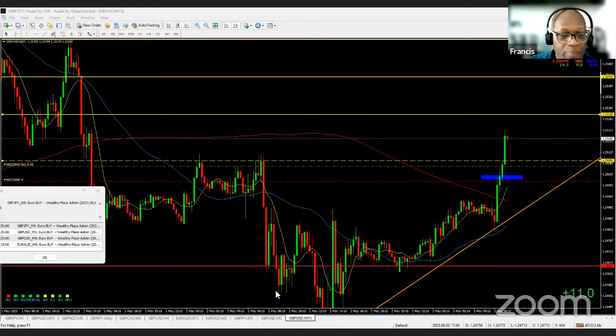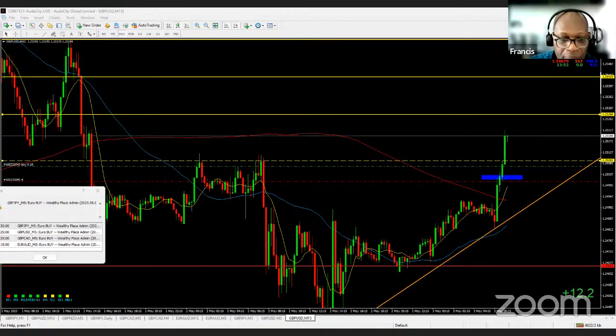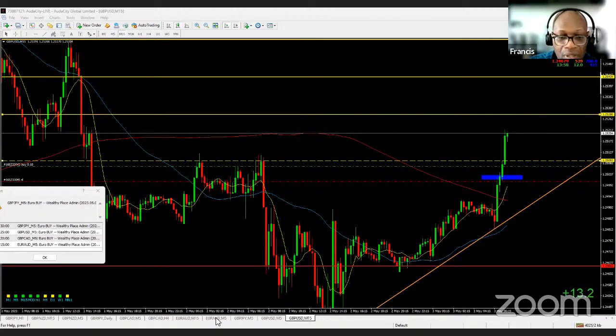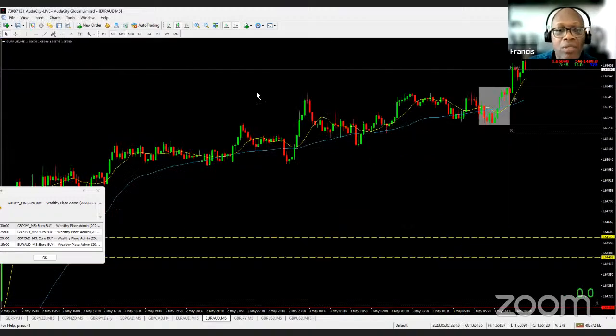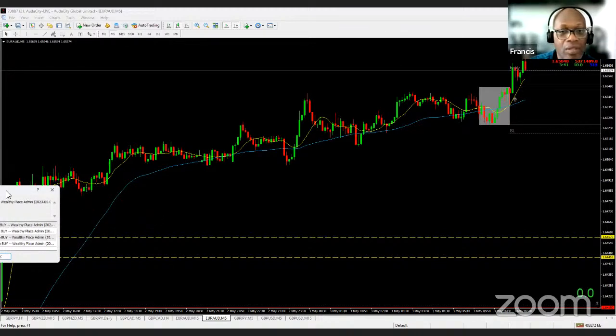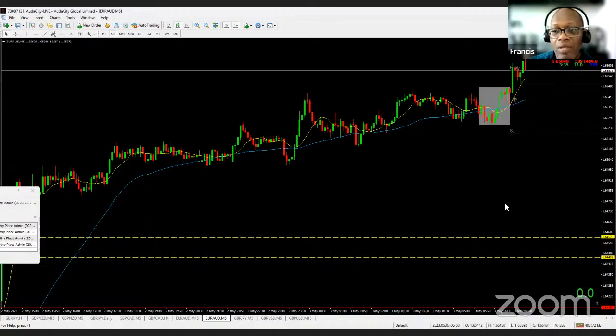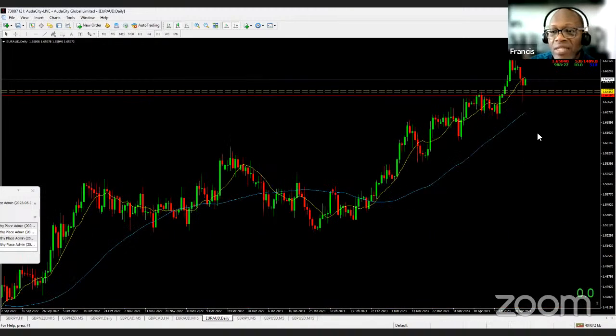Okay, so let's check other pairs. Let's just leave that as it is. Let's check Euro Aussie dollar. Let's try the daily. Just check the daily for the sake of it.